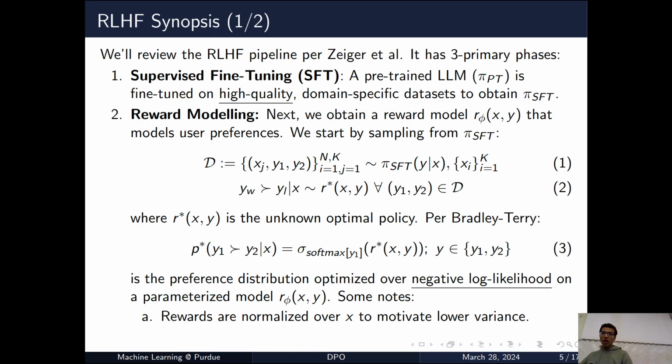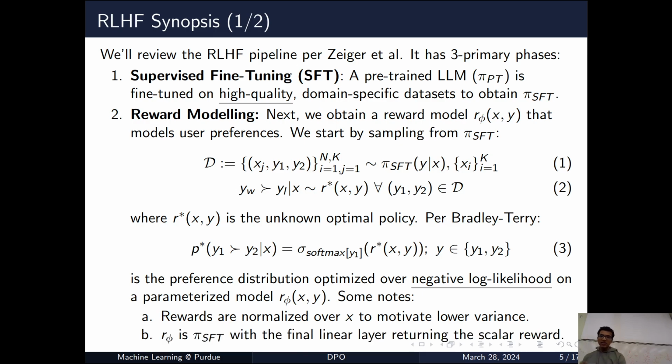The rewards are normalized over x in order to motivate lower variance. So the expectation of the reward over all of x is 0. And the second thing is that R sub phi is the supervised fine-tuned model with an additional linear layer that just returns a scalar reward rather than another token. So you just swap the final layer with a single scalar value instead of the softmax over the entire vocabulary. Yes. The rewards are normalized, so it means that the mean is 0.